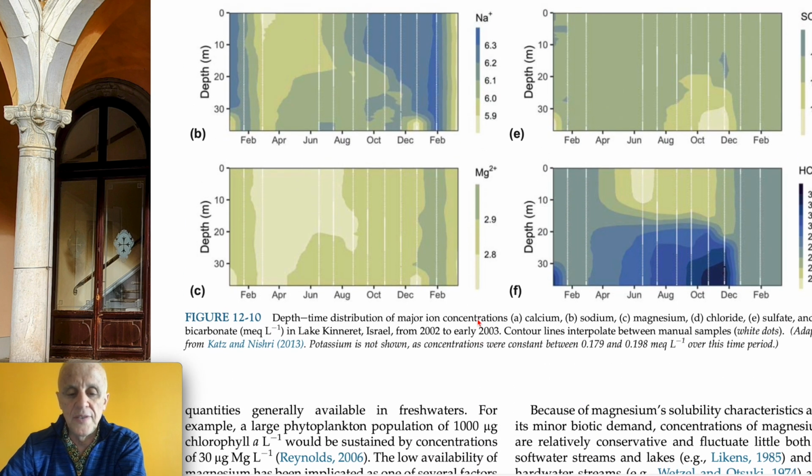Before we move on, let's look at this figure 12-10, depth time series of major ion concentrations: calcium, sodium, magnesium, chloride, sulfate, and bicarbonate in Lake Kinneret, Israel, from 2002 to early 2003. Contour lines interpolate between manual samples, the white dots. Adapted from Katz et al. Potassium is not shown as concentrations were constant between 0.179 and 0.198 milliequivalents per liter over this time period.